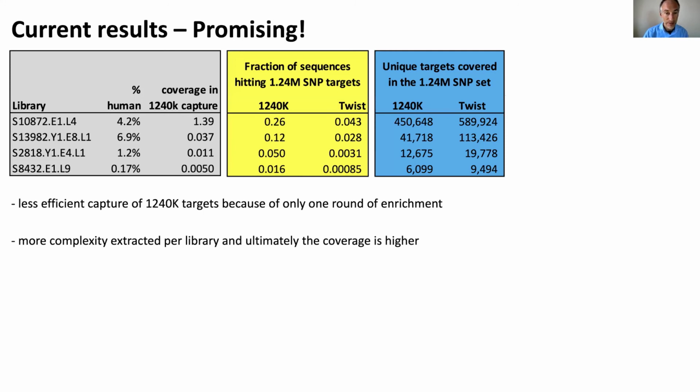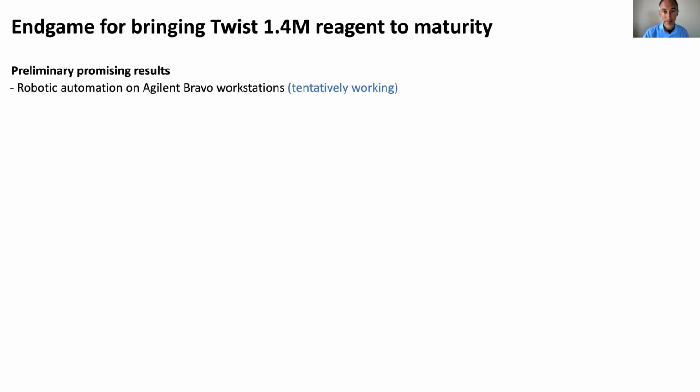This isn't exactly an apples-to-apples experiment. The same number of total sequences were not run. In each case, 1240K, we're pretty sure, saturates at a lower complexity and ultimate coverage than Twist does, but we need to do more sequences per experiment for Twist, both to overcome the low percentage of sequences hitting the targets that we're interested in, and secondly, in order to mine out the additional complexity that we can access with this technology.